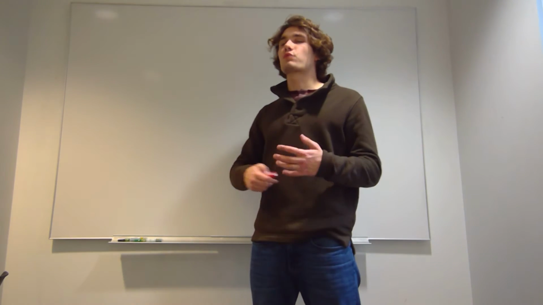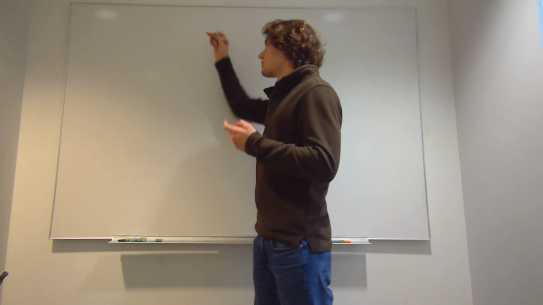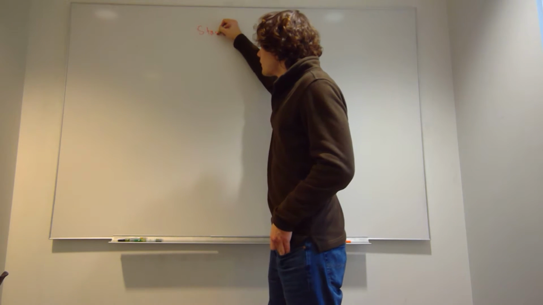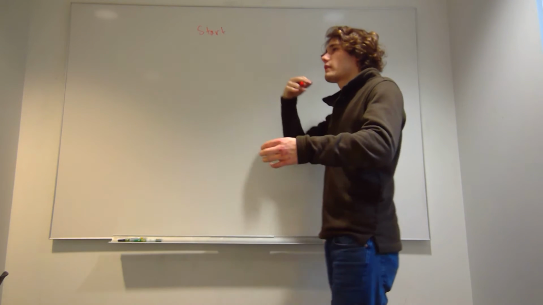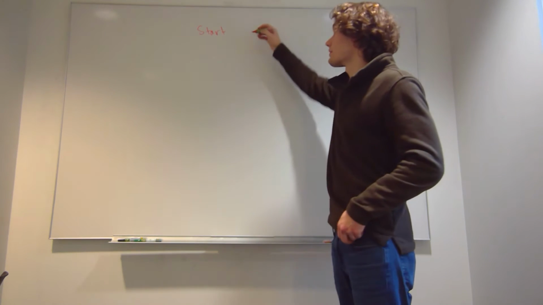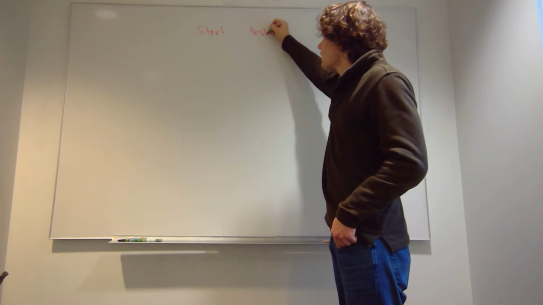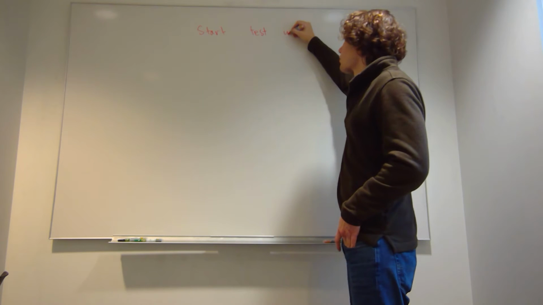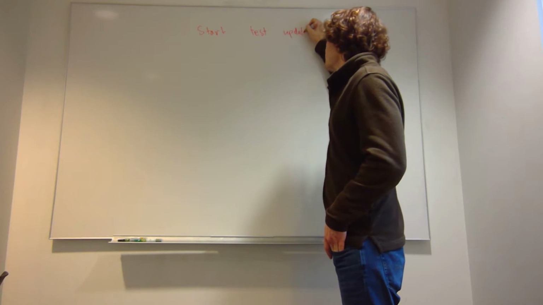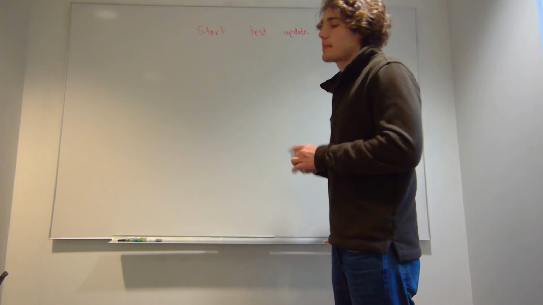So I can describe each one of these with a start, a test, or some sort of way to describe what numbers are still valid, and then an update. You know, what are we going to count by? What are we going to change every single time we go through a step?